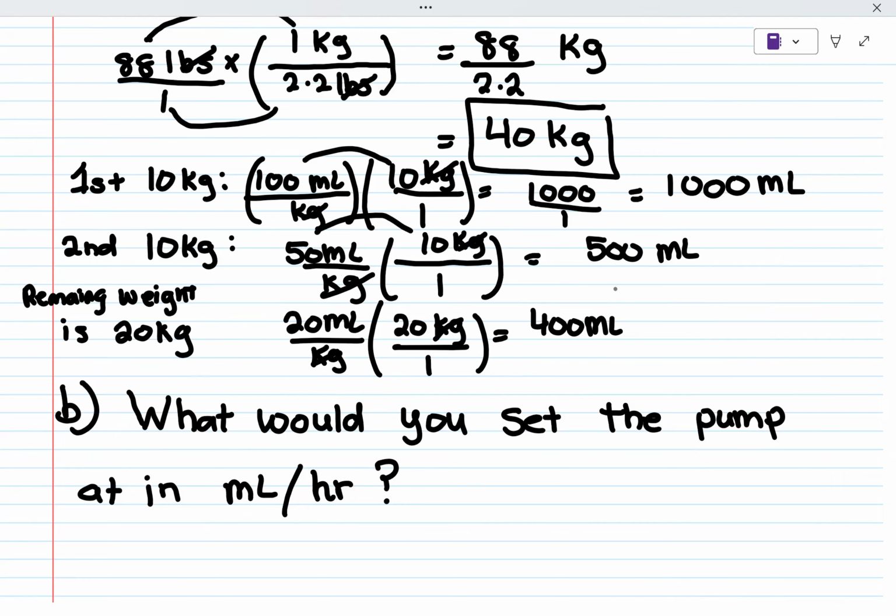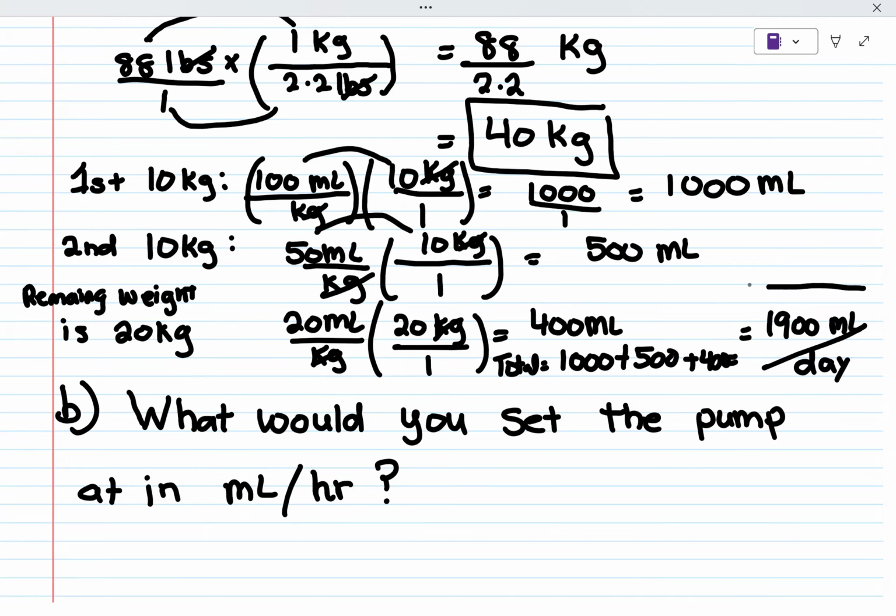Now, you just add up the total amount. So your total amount will be 1,000 plus 500 plus 400. That's going to be a total of 1,900 milliliters per day.